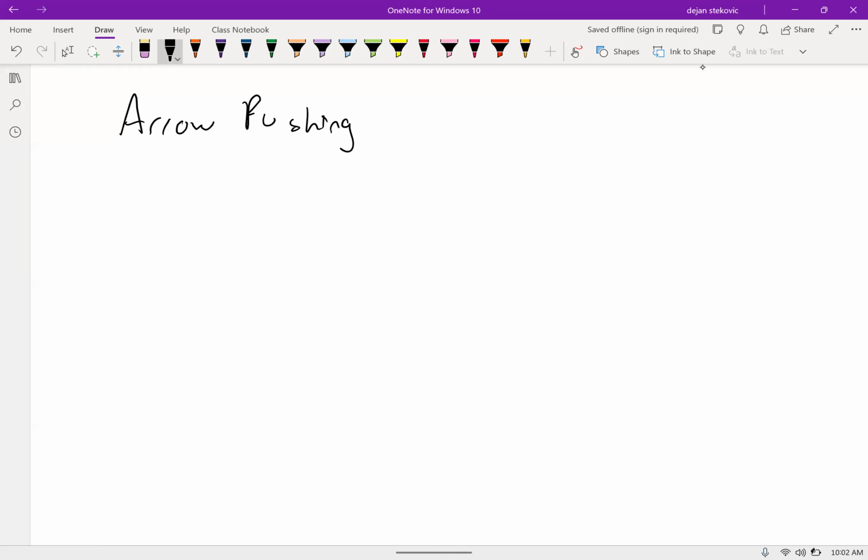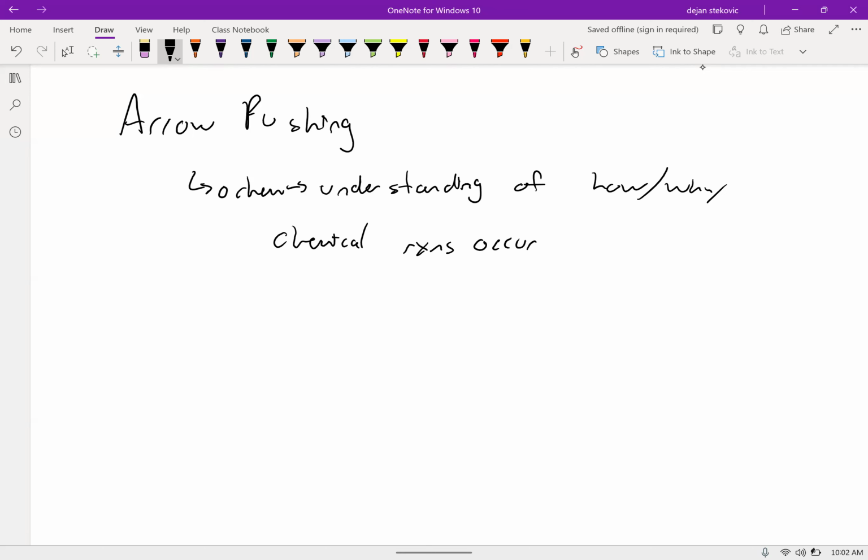All right, as part of an extension of understanding the lone pairs is our arrow pushing. This is a big part of organic chemistry, probably my favorite part, and really what makes me feel like a chemist is not just understanding that reactions happen, but understanding the how and why. And that's what OChem is really about. So we'll put: understanding of how/why chemical reactions occur. And of course, if you understand how and why something occurs, then you can make predictions.